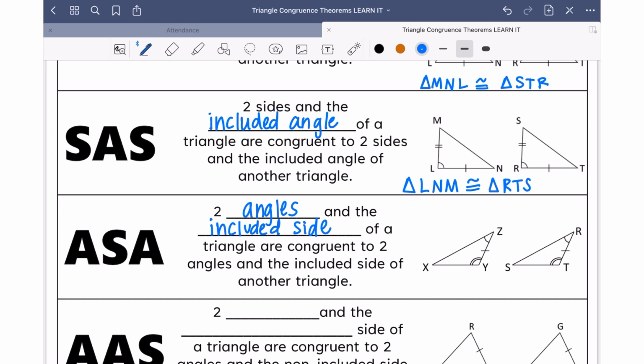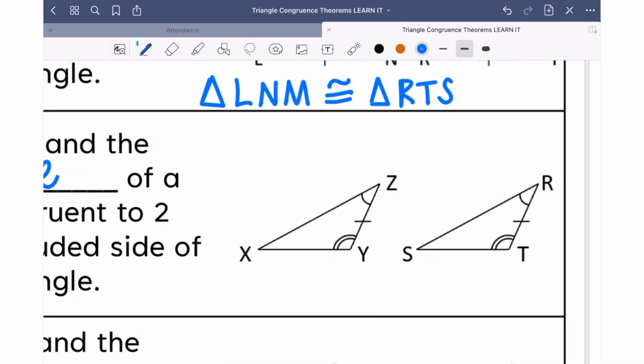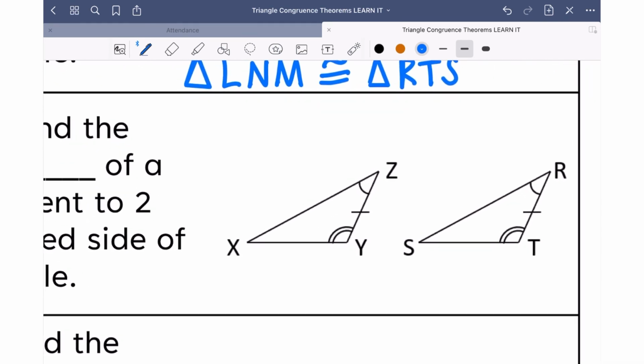And we have our beautiful image here. So this one is different. This one has two angles, and in between those two angles you have the included side, and they have to be congruent in order for you to use this theorem. So in our picture, we do have that. We see that our arcs and our sides are marked, and you can see the angles, and then you can see the side that is included in between them, okay?